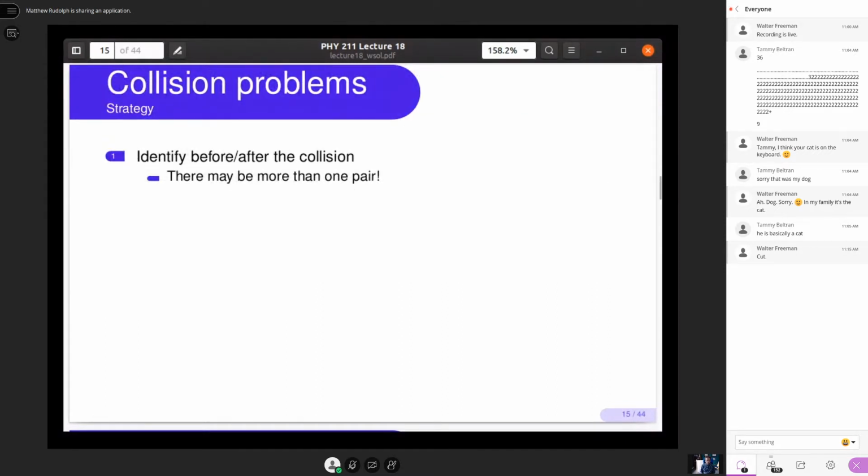Okay. So these are what we call collision problems, even though in this case, it's not really a collision. It's more like an explosion, right? Because they're going apart. All right. But they share the same strategy. Right? And the first thing we have to do is just identify, right, what is before and after.